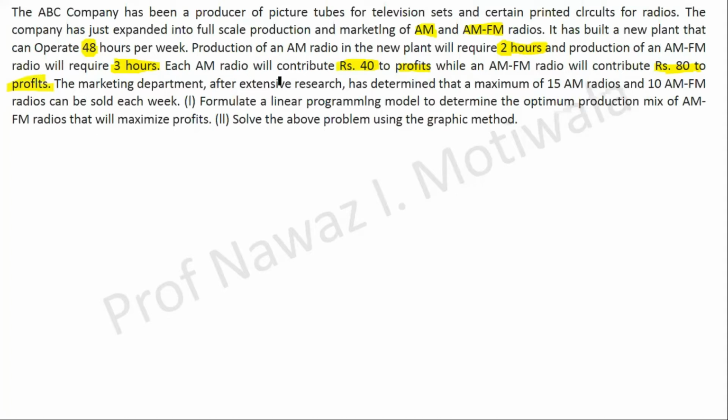The marketing department, after extensive research, has determined that a maximum of 15 AM radios and 10 AM/FM radios can be sold each week. So again, there is a constraint that the maximum sold radios of AM are 15 and AM/FM are 10. And what we are expected to do is formulate a linear programming problem for the same and determine the optimum production of AM/FM radios that will maximize the profit.